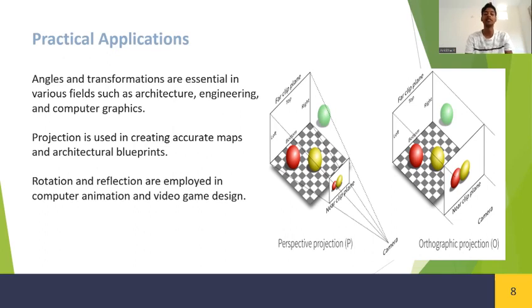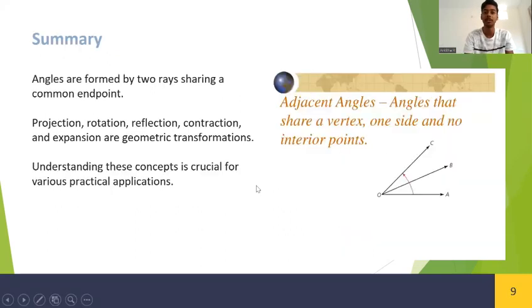Rotation and reflection are employed in computer animation and video game design. Computer animation also plays a vital role in angles and transformation, with rotation and reflection used in video game design. This was about applications.